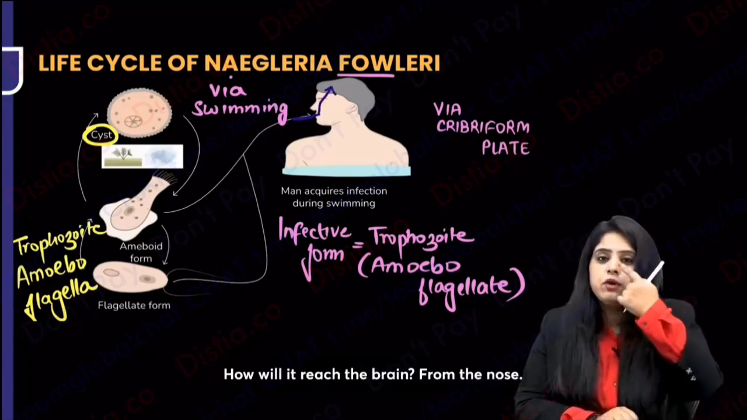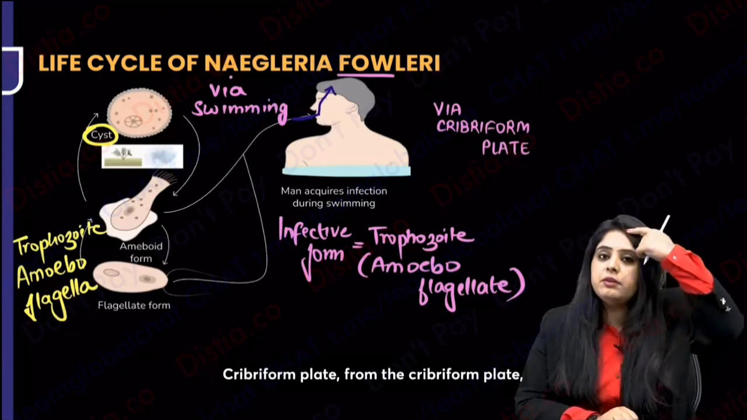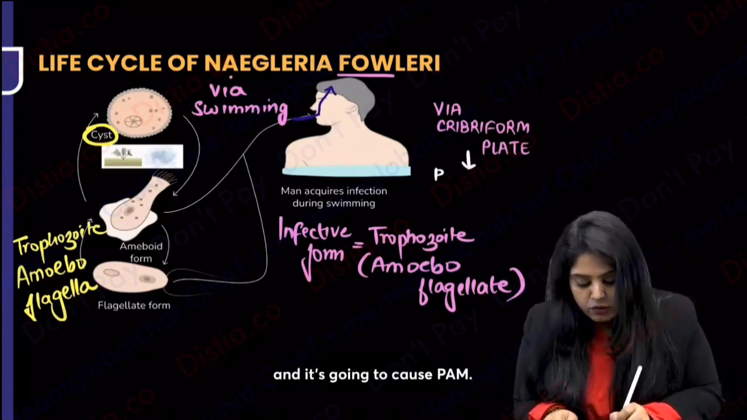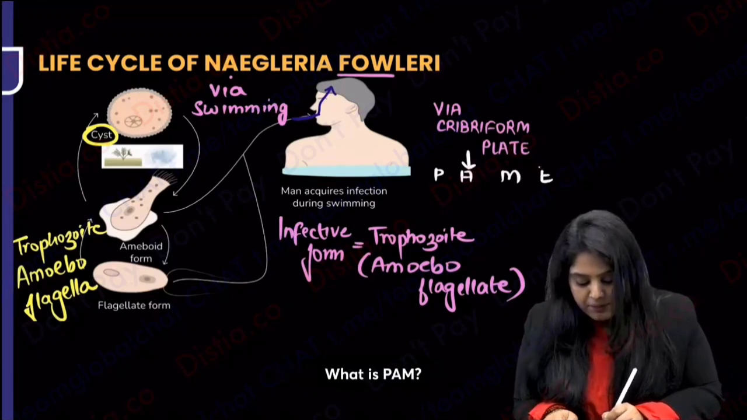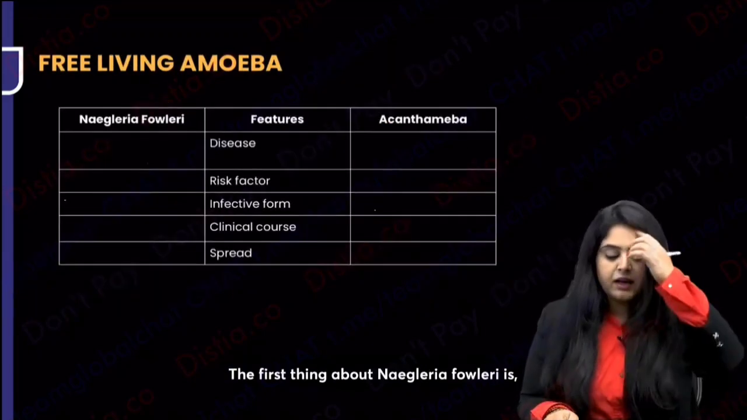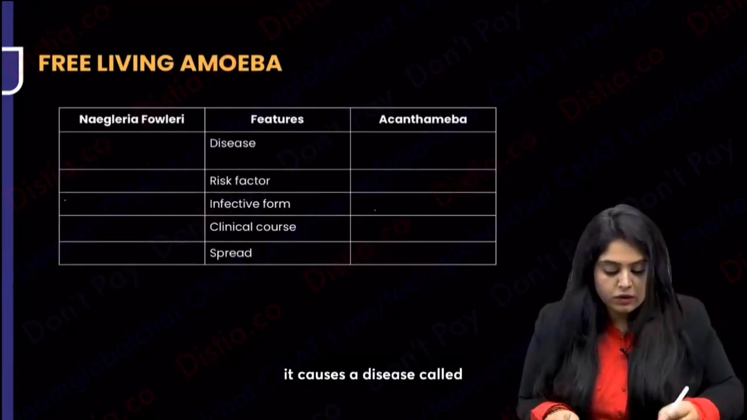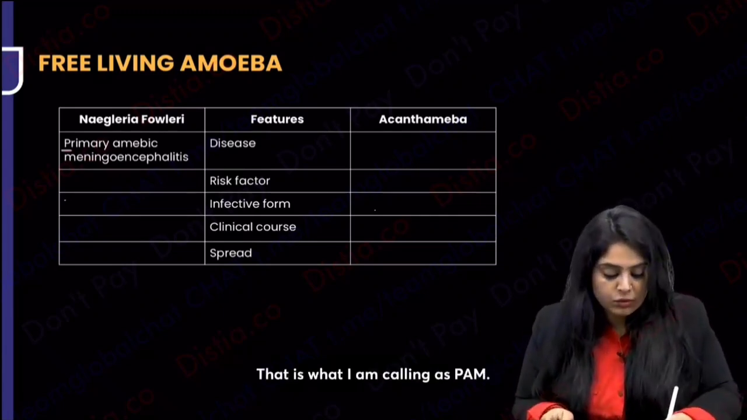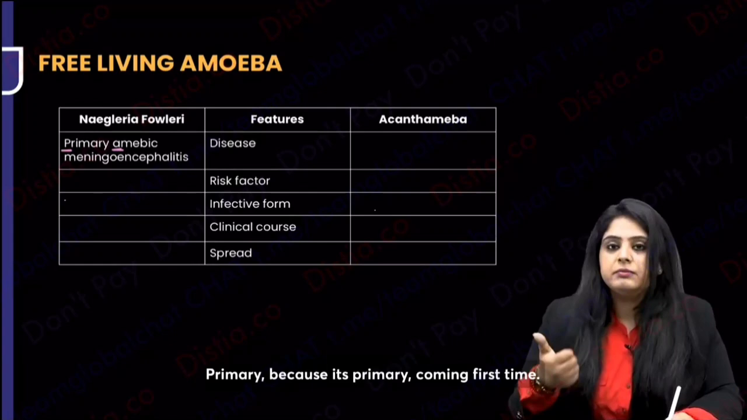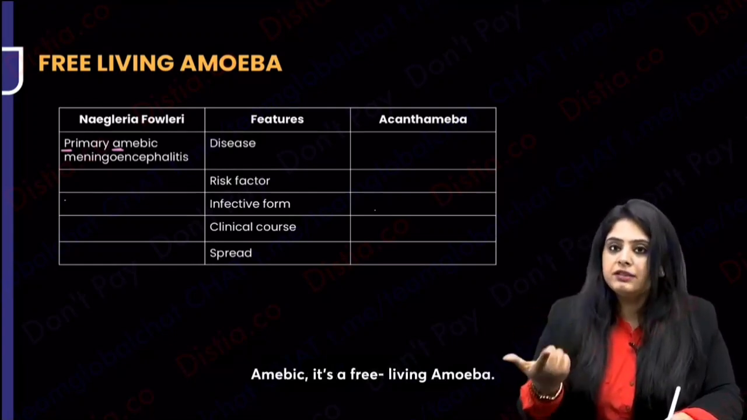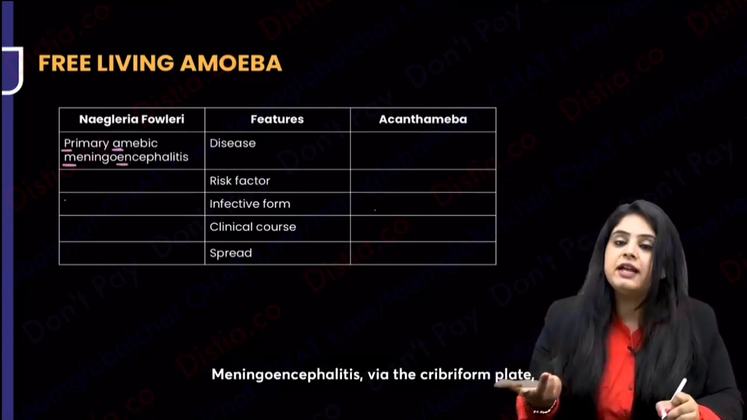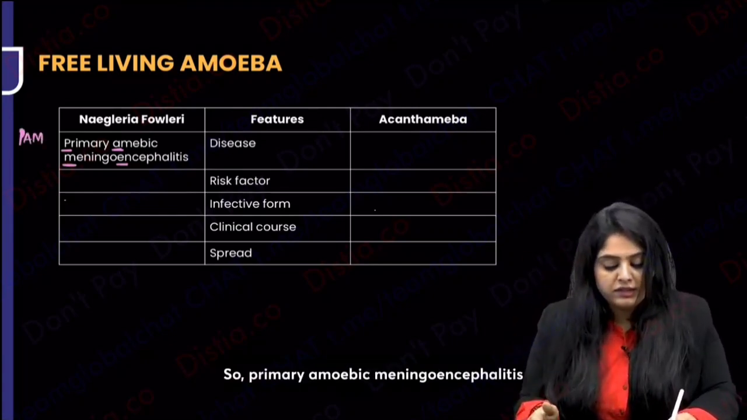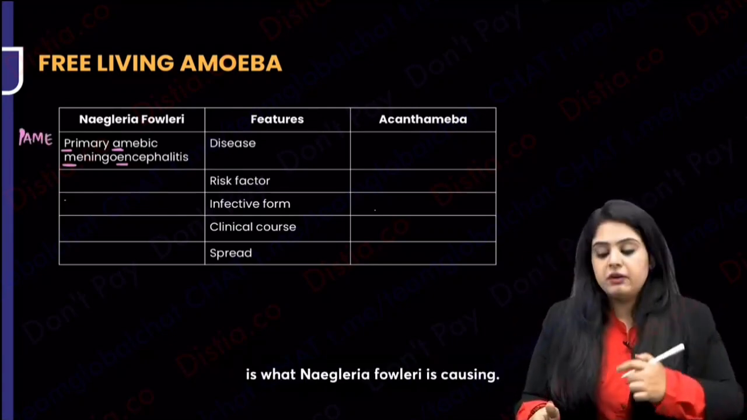How will it reach the brain? From the nose, cribriform plate. From the cribriform plate, it's going to reach the brain, and it's going to cause PAM. What is PAM? That is what I can tell you. The first thing about Naegleria fowleri is it causes a disease called primary amoebic meningoencephalitis. That is what I'm calling PAM. Primary, because it's coming first time. Amoebic, it's a free-living amoeba. Meningoencephalitis via the cribriform plate, it goes into the brain. So primary amoebic meningoencephalitis is what Naegleria fowleri is causing.